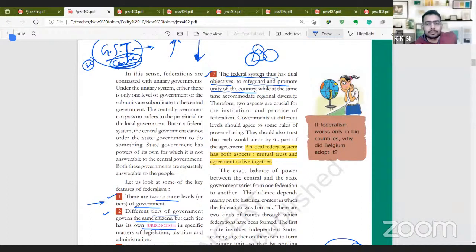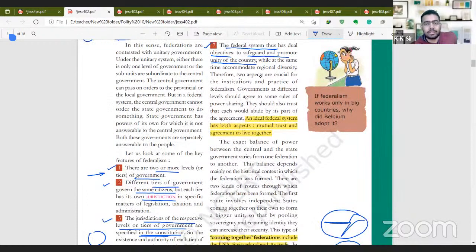एंड फाइनली क्या कह रहा है? An ideal federal system has both aspects: mutual trust and agreement to live together. We trust each other, we trust other states, other governments, and we try to live with each other.